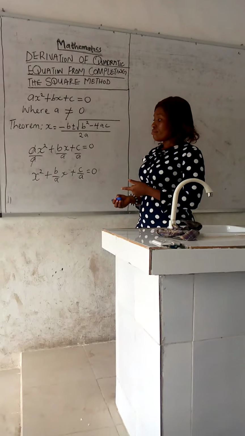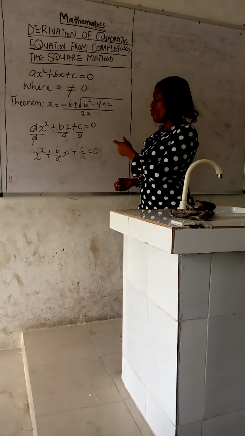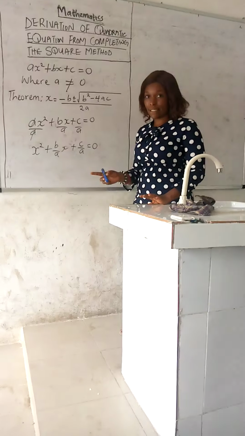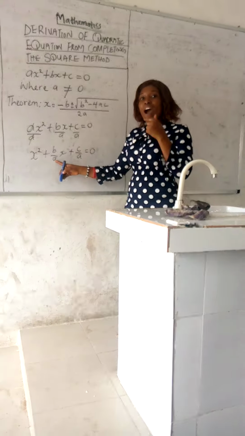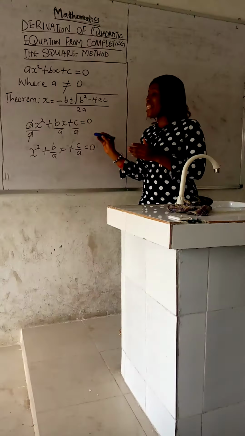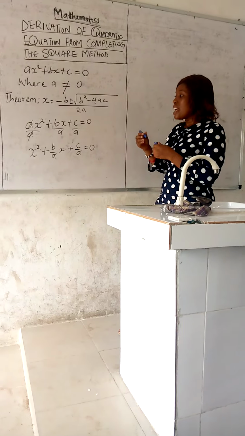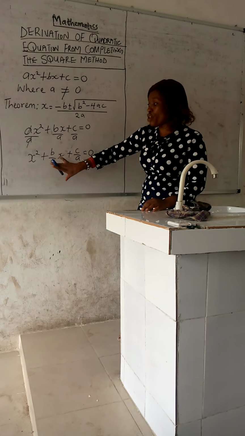And the next thing we are going to do, we are going to add half the square of the coefficient of x to both sides. As we are doing that, the coefficient of x is b over a. We are going to solve half of b over a and square it. Then we'll add it to the left hand side and the right hand side. First of all, let's solve half the coefficient of x.